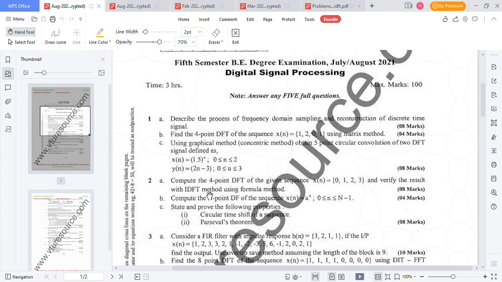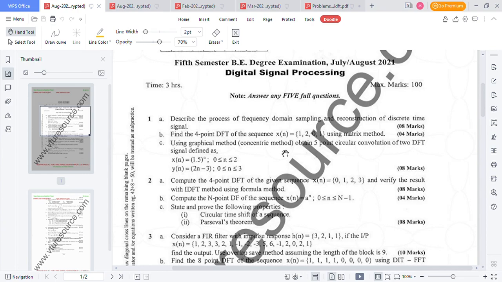So see here, this is the question. See, he has given the graphical method, that is the concentric method. He'll only mention it, and according to that method you're supposed to do it, or else what you're supposed to do is work according to all the methods. First you have to work according to all the methods.